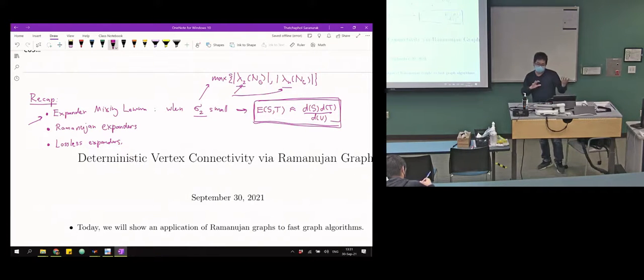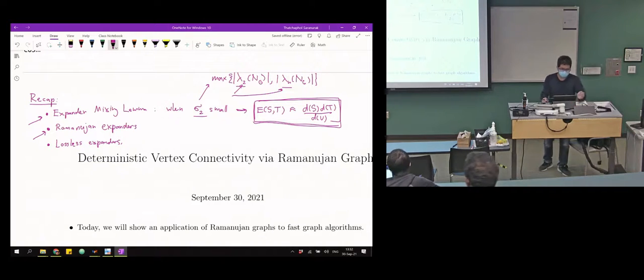It's stronger than just expansion. This is measuring how many edges there are between two sets, and not just looking at one set and the number of edges out of that set.